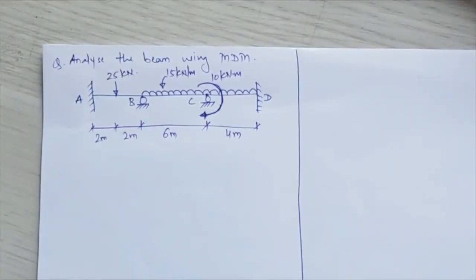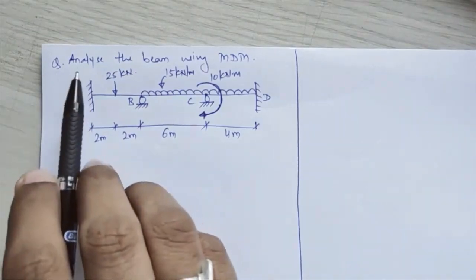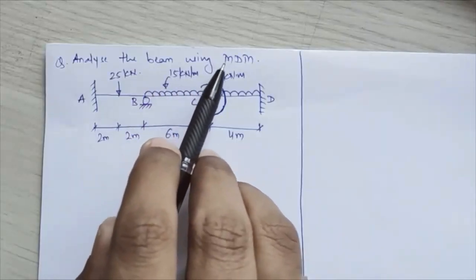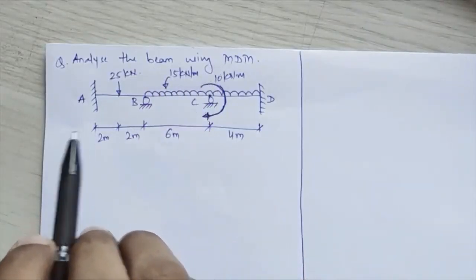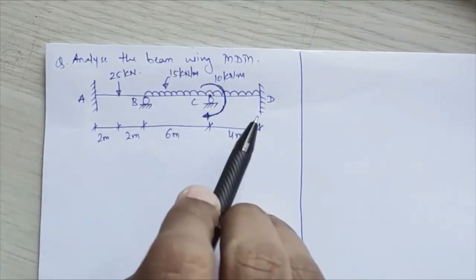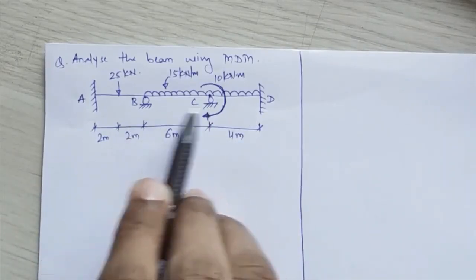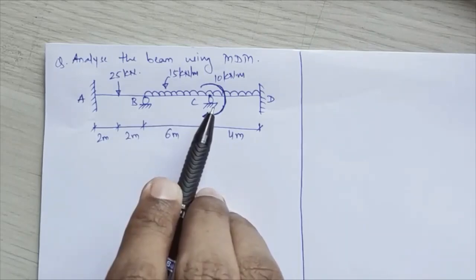Today we'll start with your next numerical using the moment distribution method. So this will be the next numerical, that is, you have to analyze the given beam using the moment distribution method. A continuous beam ABCD is provided to you, out of which joint A and joint D are fixed, while joints B and C have a simple support.